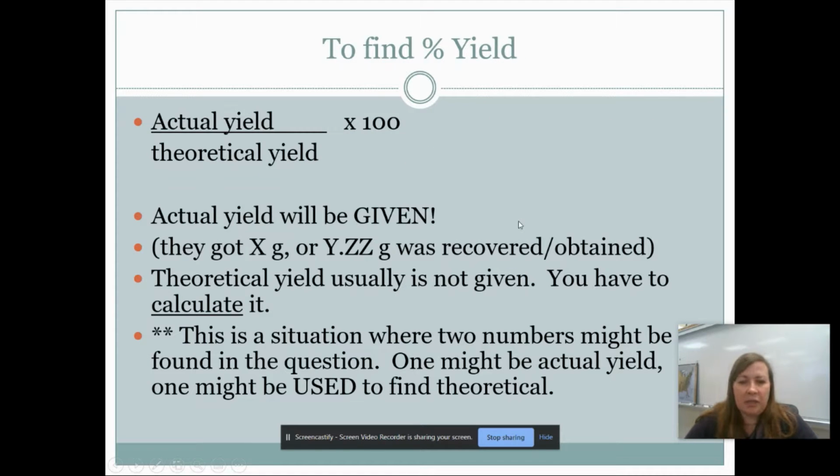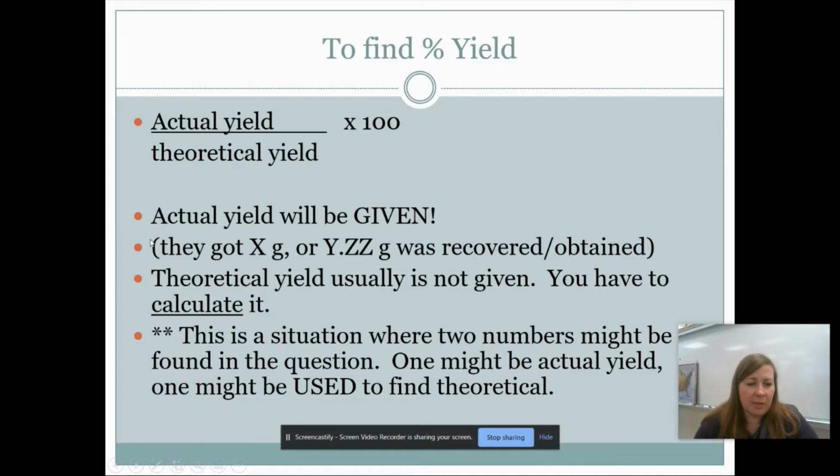To find percent yield, you're going to take what we call the actual yield, which is given in the question, and divide it by the theoretical yield, which is what we typically will calculate, and then multiply by 100. Sometimes a question will give you the actual yield and the theoretical yield, and so all you have to do is divide and multiply by 100. But sometimes the theoretical yield has to be calculated. The actual yield will always be given to you in the problem.